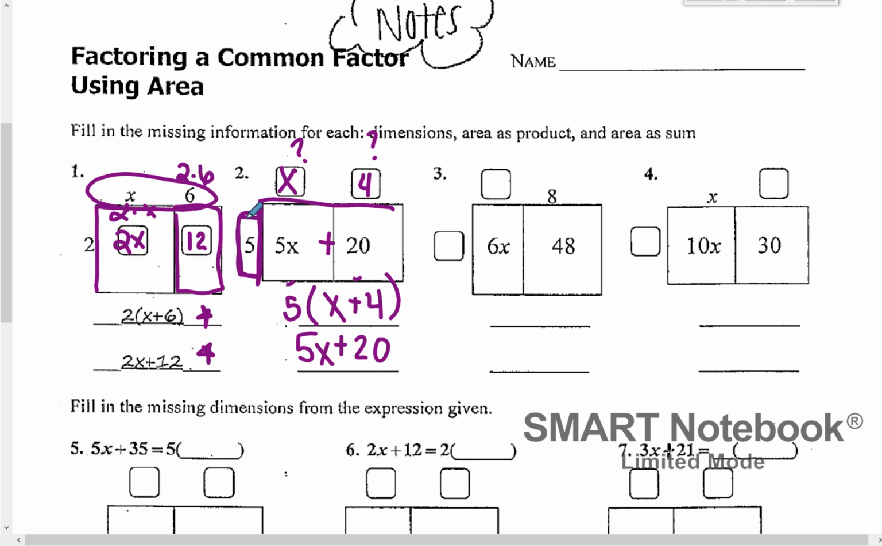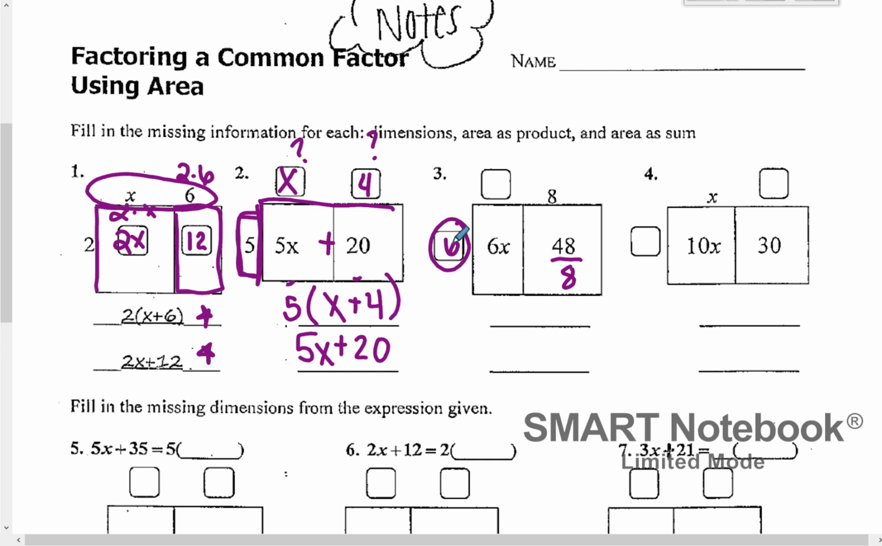All right. Here we have 6x and 48. Okay, and we don't know what number we're factoring out yet, but we do know that this one is 8. So that gives us a piece of information. 8 times what gives us 48? So we can say 8 times what is 48, or we can take 48 divided by 8. And 48 divided by 8 is 6. 6 times 8 is 48.